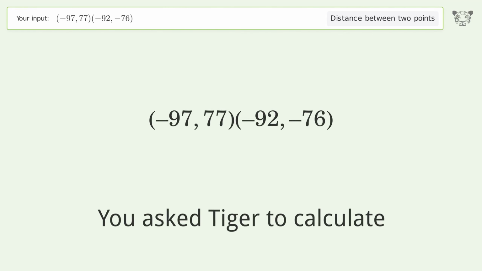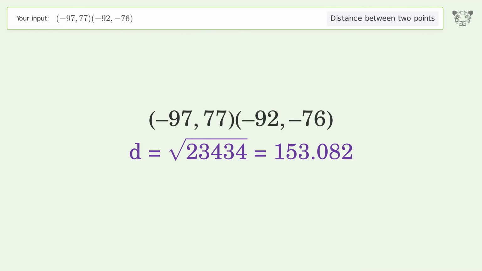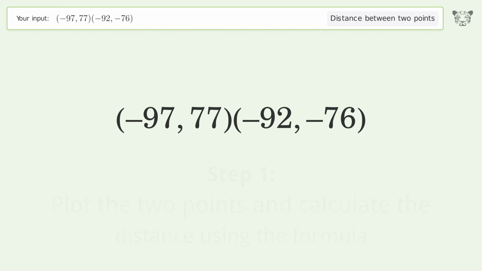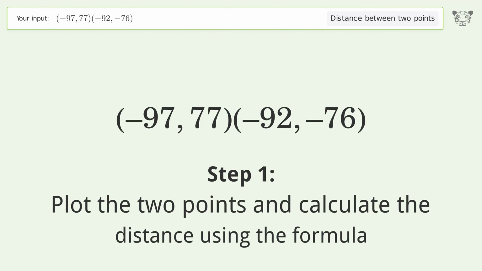You ask Tiger to calculate. This deals with the distance between 2 points. The distance between the 2 points is the square root of 23,434, or 153.082. Let's solve it step by step. Plot the 2 points and calculate the distance using the formula.